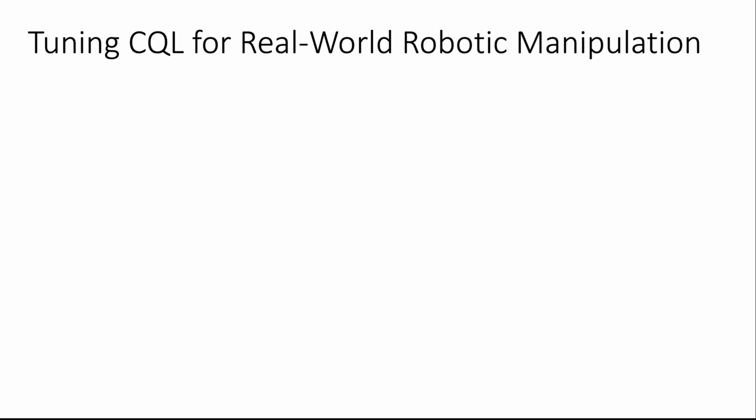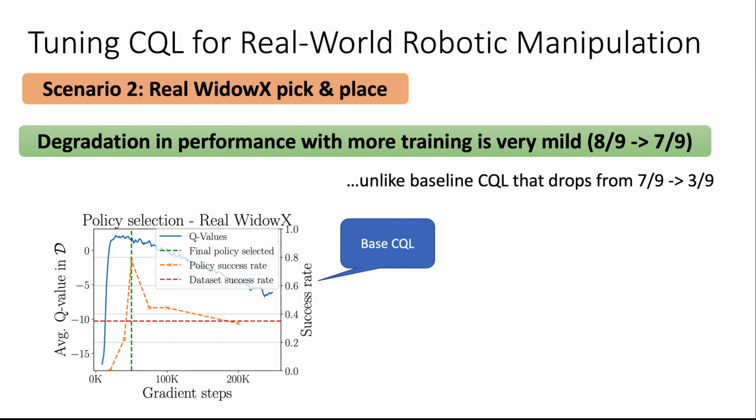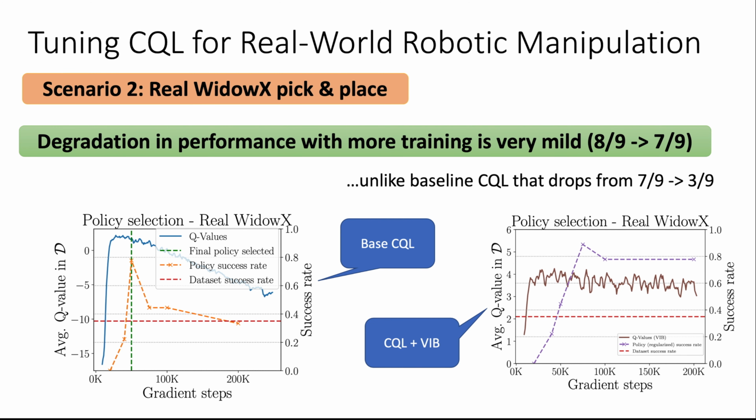Finally, only for understanding purposes, we evaluate the performance of all policy checkpoints by the learning algorithm to understand the trend in the performance of the policy over the course of training. In this case, we find that when we utilize the variational information bottleneck regularizer, the degradation in the performance with more training steps is usually very mild. Unlike the base CQL algorithm, whose performance drops from 7 out of 9 at the peak Q value point, which is shown in the orange dashed line, to 3 out of 9 as we train more and more, utilizing the variational information bottleneck regularizer stabilizes the performance of CQL over the course of training, and the performance only drops from 8 out of 9 to 7 out of 9. And this indicates the efficacy of our proposed regularizer in stabilizing the learning procedure.